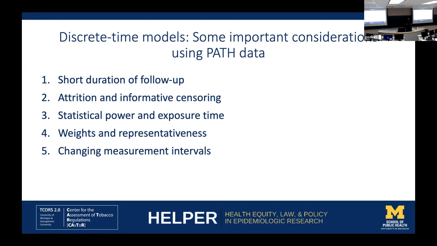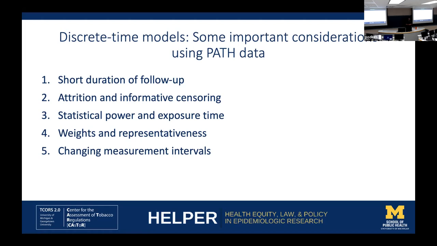I think when we write up our results, when we share our results with the scientific community, we should be very circumspect, very cautious, because there are limitations with the PATH data set. It's a huge data set, it's great, but when you start to divide up analyses, and try to look at certain subgroups and do interactions, you do have cell size problems.